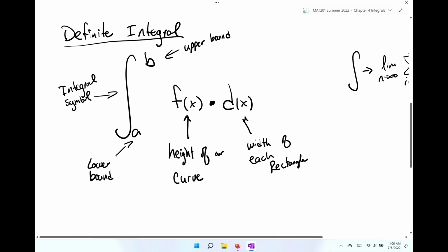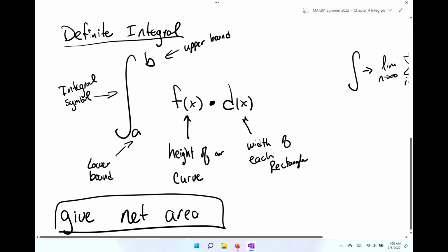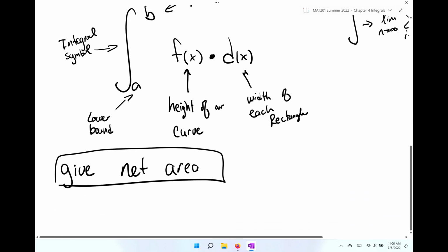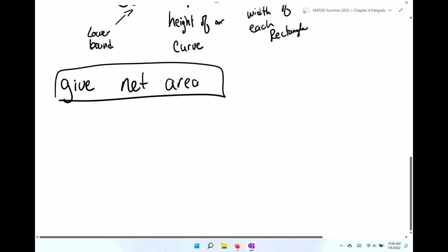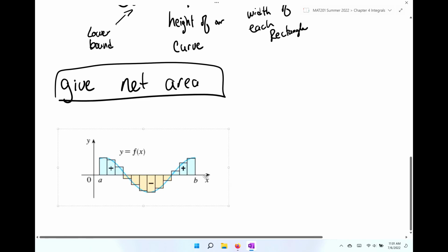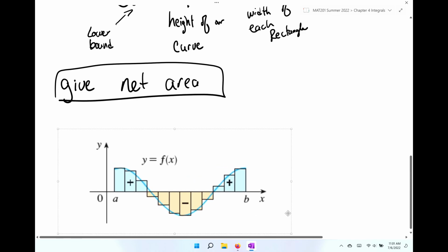Now, the definite integral will give net area. We're going to see what happens in a little bit when we're using this definite integral, because we do got to be careful. In fact, why don't I just introduce it right now? Because your book actually has a pretty nice picture of what net area looks like. So in your book, I'm just going to copy and paste this picture here. Here's an example of net area right here.